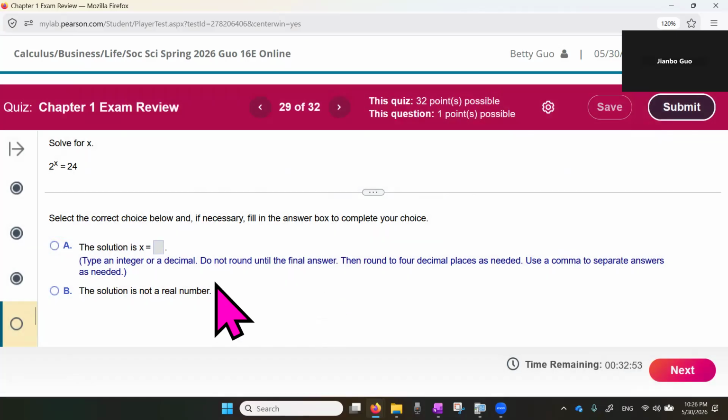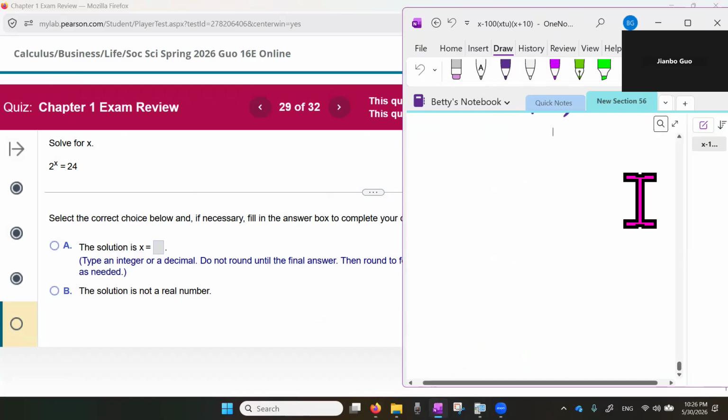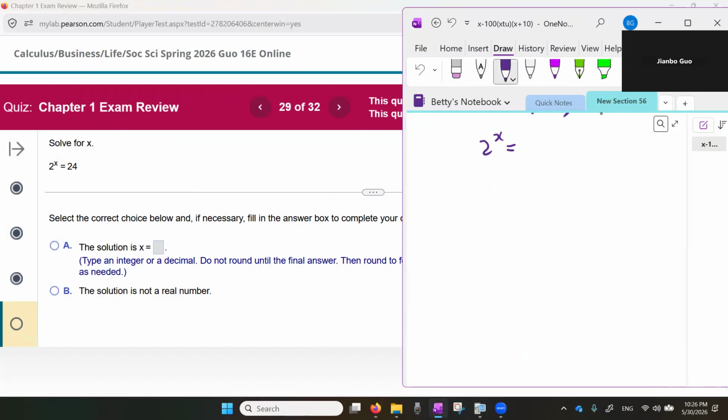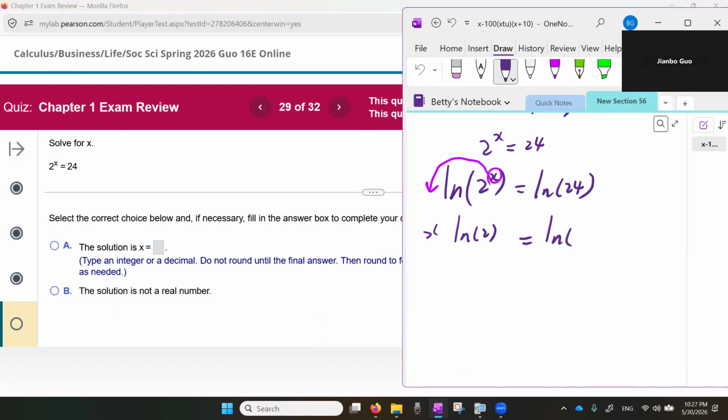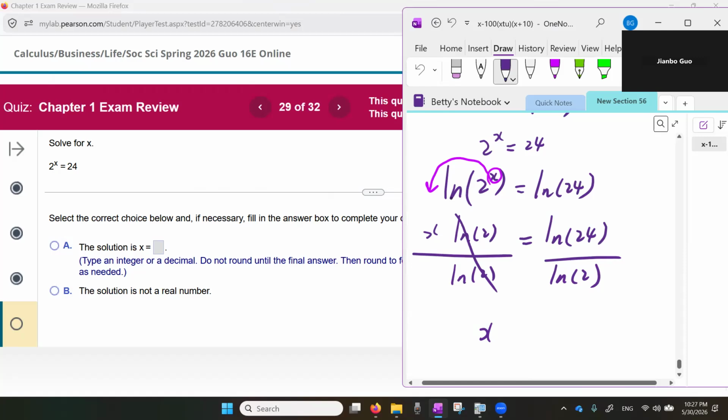Next. This one is the same problem. 2 to the power of x equals 24. Ln 2 to the power of x equals ln 24. And this x can be brought in front of the log. And we have x times ln 2 equals ln 24. And then we divide each side by ln 2. Cancel, we have x isolated, so we have ln 24 over ln 2. By the way, you do not have ln 12, okay? That's an incorrect formula. Your result is ln 24 over ln 2.